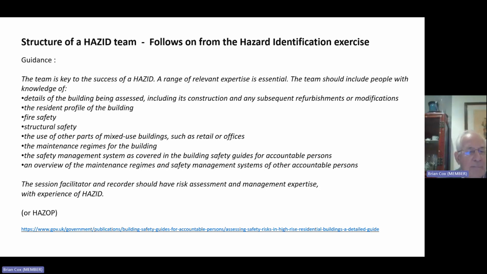It's useful to have a facilitator and recorder who have expertise and experience of hazard studies. You may find it difficult to find somebody, but there are a lot of people around who have experience of HAZOP, which is hazard and operability studies. This process is used a lot in the chemical and process industry, so you may find people there who can help you.